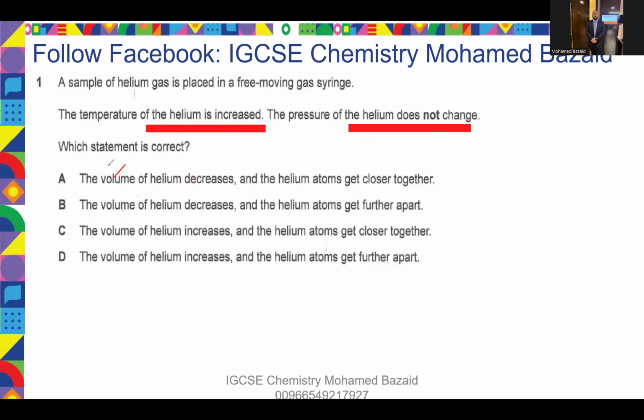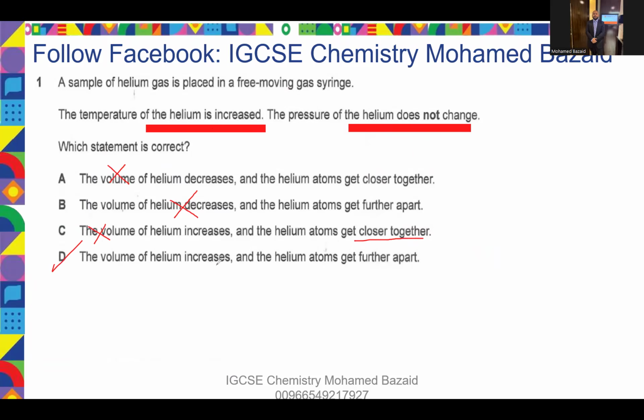I will cancel letter A. Letter B, the volume of helium decreases again. This is not correct, because when temperature increases, volume should increase as well. Letter C and letter D both say the volume of helium increases, so it is C or D. Letter C says the helium atoms get closer together. When you heat the gas, the particles will be further apart. So this is not correct. The correct statement is D.